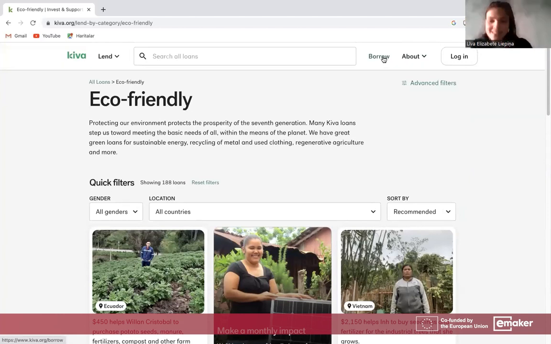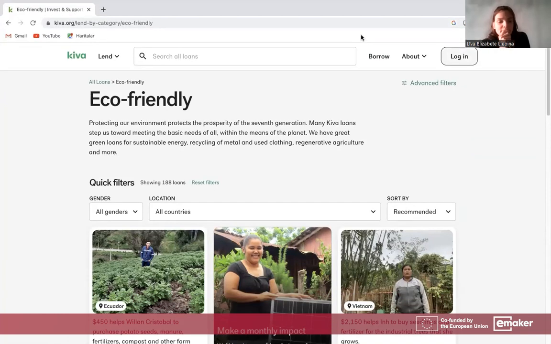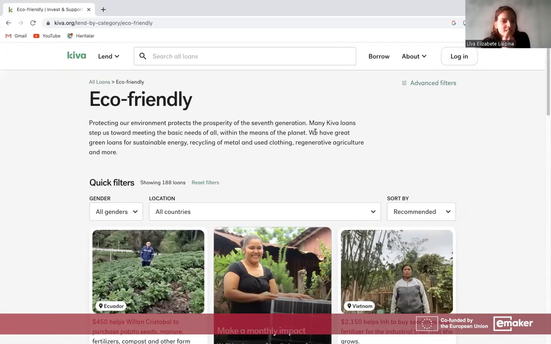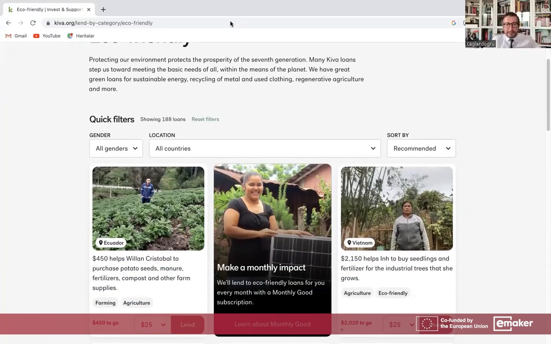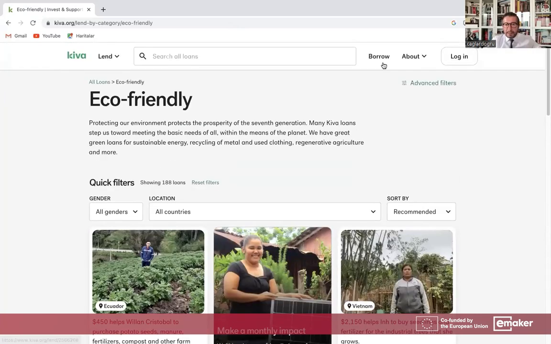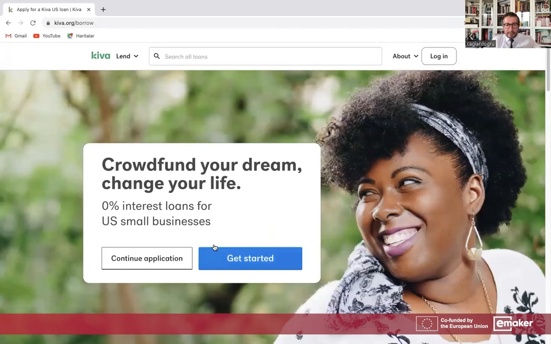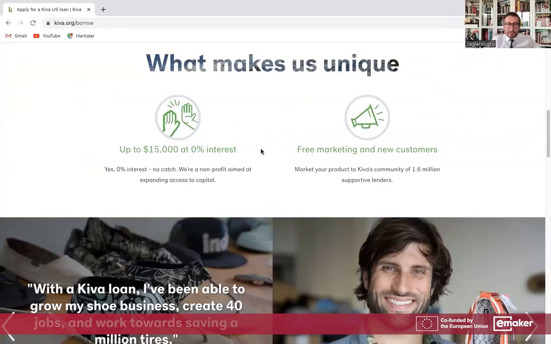I have a question. How can you be sure that the amount you lend will be used for the purpose they mentioned? Is there some kind of security check or something else? Yes, it's a very reasonable question. Thank you for that. Let's have a look at the borrow part. Maybe it will give an answer.